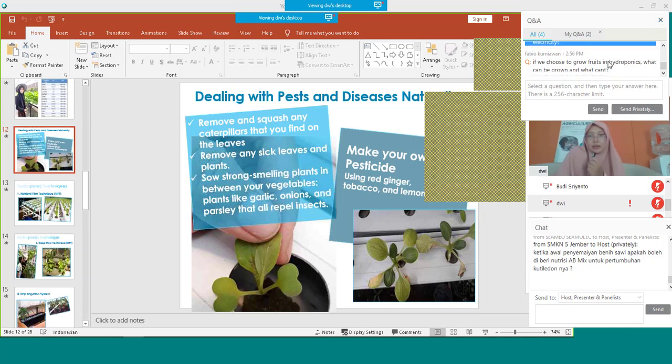From SMKN 5 Jember: at the beginning of sowing mustard greens seeds, may we give AB mix nutrition for the growth of the cotyledons? I think no need. Only give water in the rock wool, or if the humidity is low, we can spray water onto the rock wool. We don't need the AB mix nutrition.